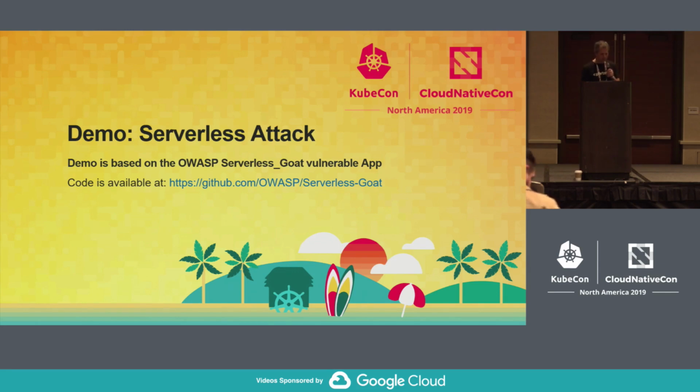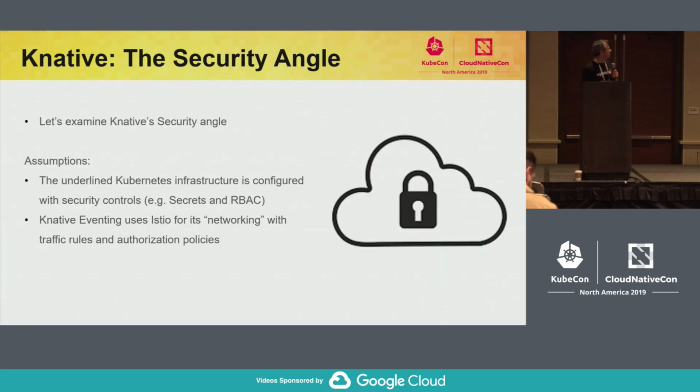Yeah, works. Great. Okay, so let's talk about the security angle of Knative. My assumption is, of course, you can question it, that you're using your underlying Kubernetes infrastructure configured, you're using role-based access control, using secrets, and using Istio for eventing, and you configure Istio with traffic rules and authorization policies. I'm saying this is the assumption, it's not a must. You can use Knative even without Istio, but let's assume that this is your assumption, which is a valid option, and let's go back and check.